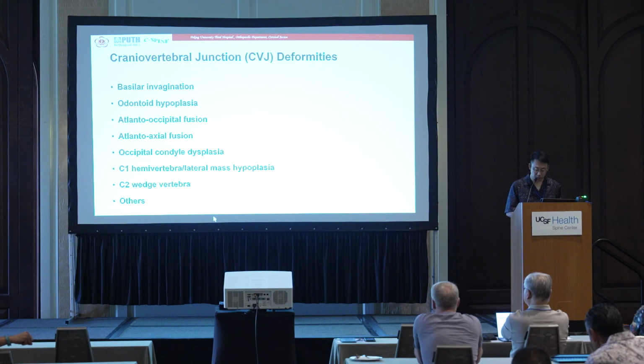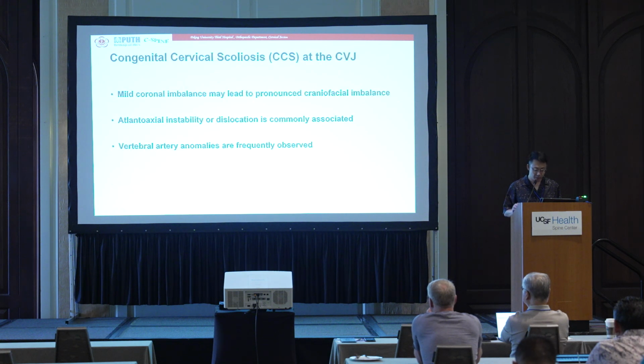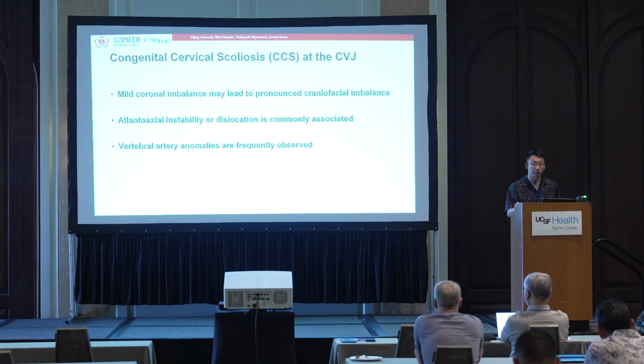The craniovertebral junction, the CVJ region, is defined as the region extending from the occiput to the C2 vertebra, constituting the transitional zone between the skull and the spine. The craniovertebral junction deformities include basilar invagination, odontoid dysplasia, and so on. For patients with cervical scoliosis involving this region, cases are rare and pose significant surgical challenges. However, these patients typically present with 3 major characteristics.